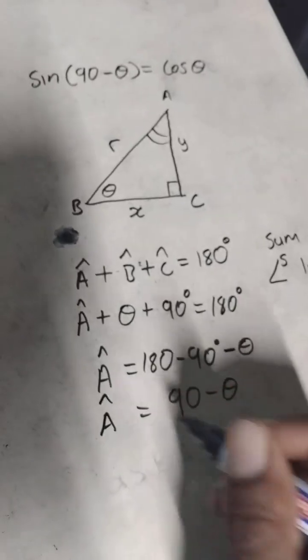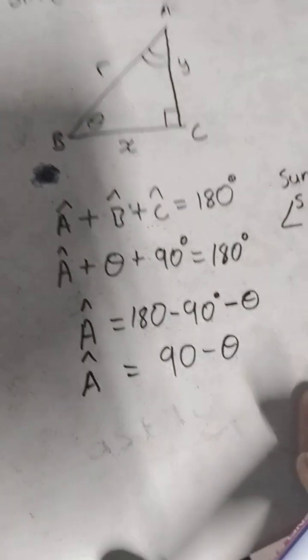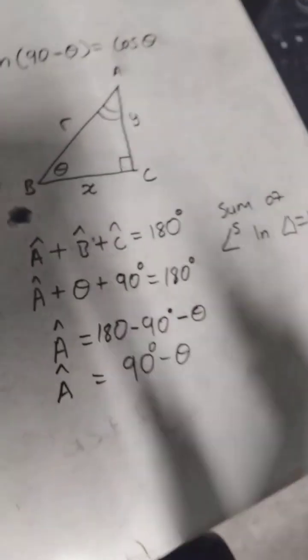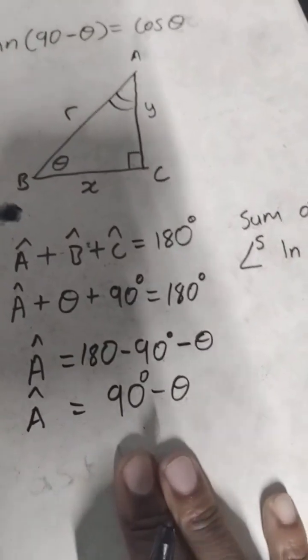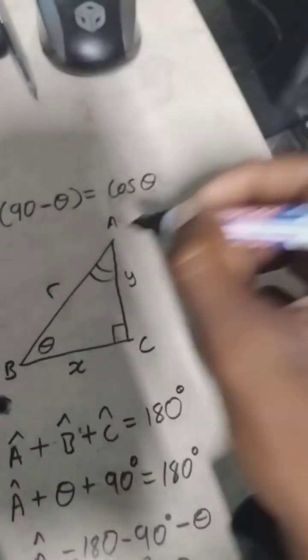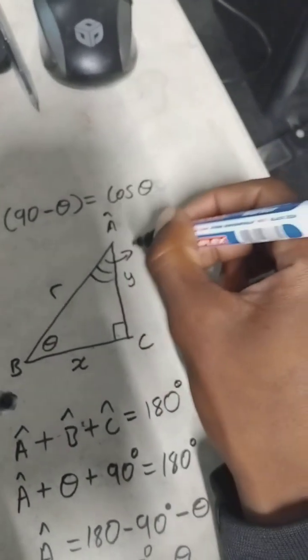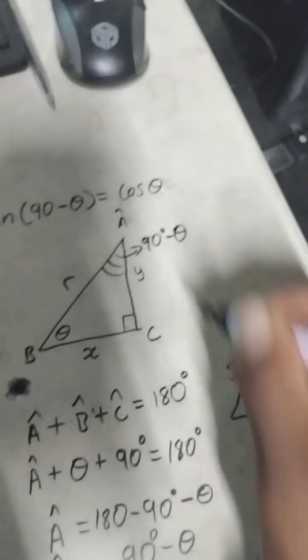This is what we are going to have as our value of A. Those who got this answer, it means you're all on the right track. Congratulations. So now I'm going to indicate this angle of A being 90 degrees minus theta.